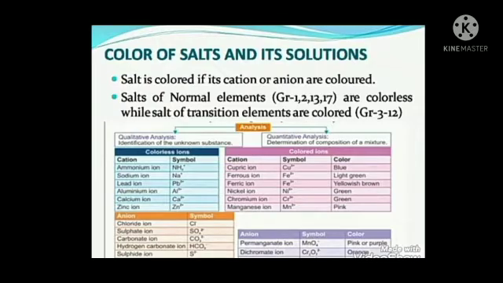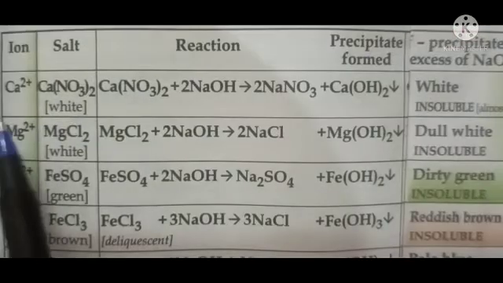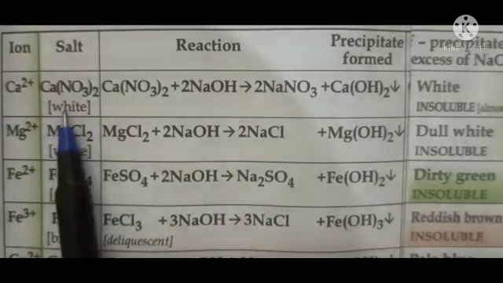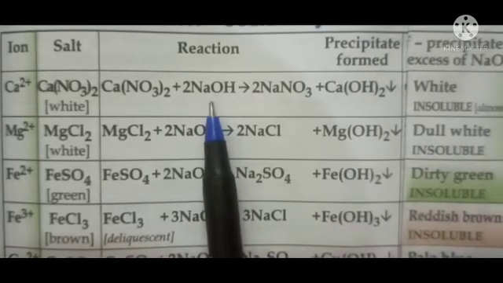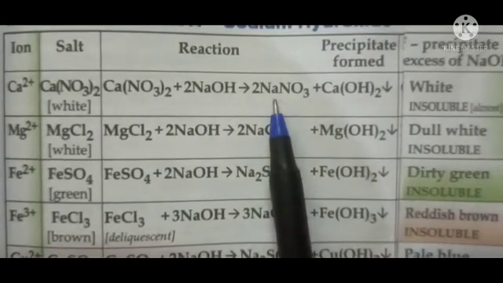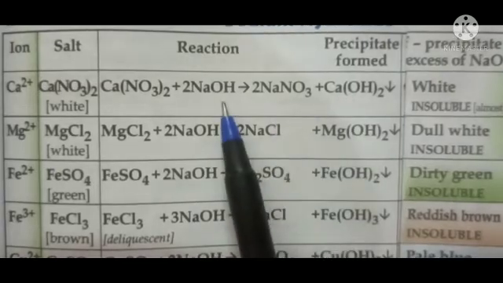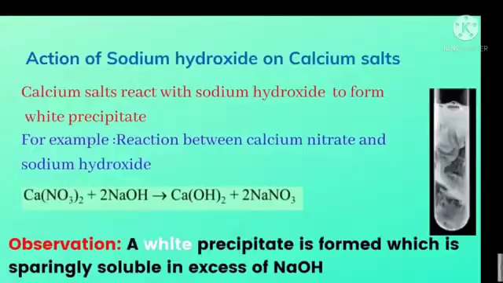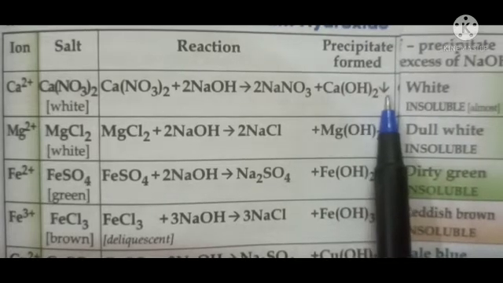Let us discuss reactions of salt solutions with sodium hydroxide. First is calcium nitrate. When you take calcium nitrate salt solution and add sodium hydroxide in a small quantity, dropwise, then you will get soluble sodium nitrate and an insoluble white precipitate of calcium hydroxide. When you add in excess, this white precipitate of calcium hydroxide is insoluble, right? This arrow shows that a precipitate is formed.